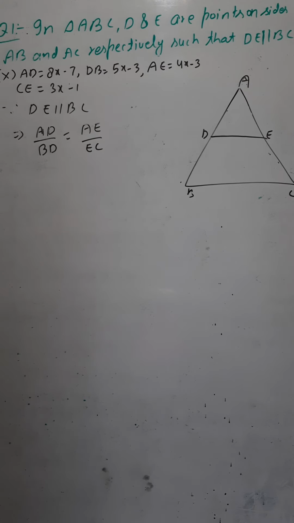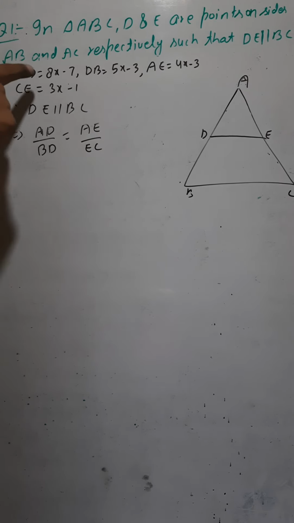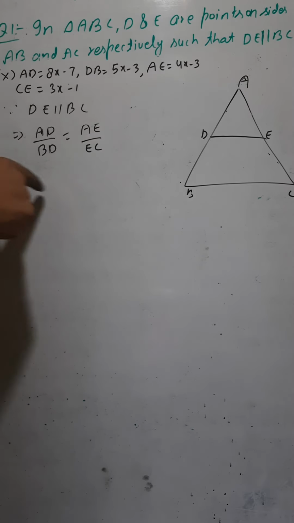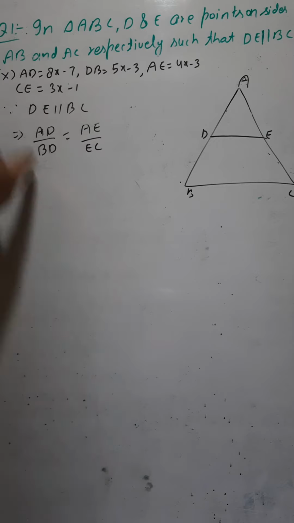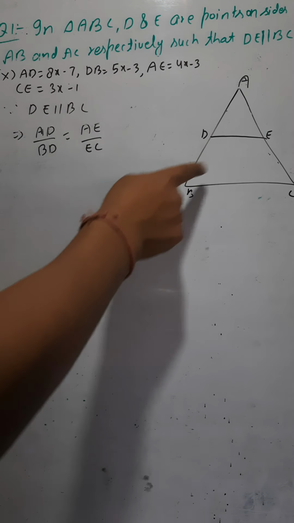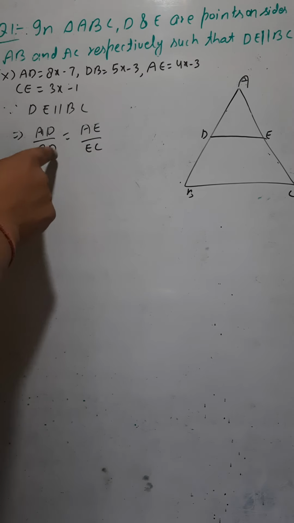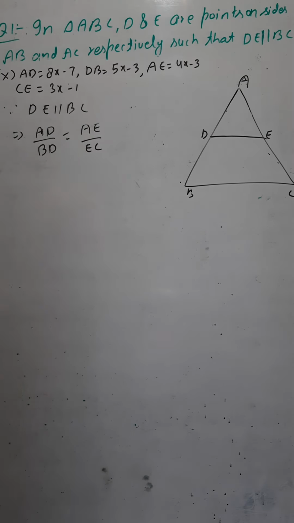Here the similar question is again here. You have been given AD as 8x minus 7. So this you would write in all the questions, whatever I'm just going to tell you. Since DE is parallel to BC, it implies AD by DB is equal to AE by EC. Then in bracket you can write here BPT also.